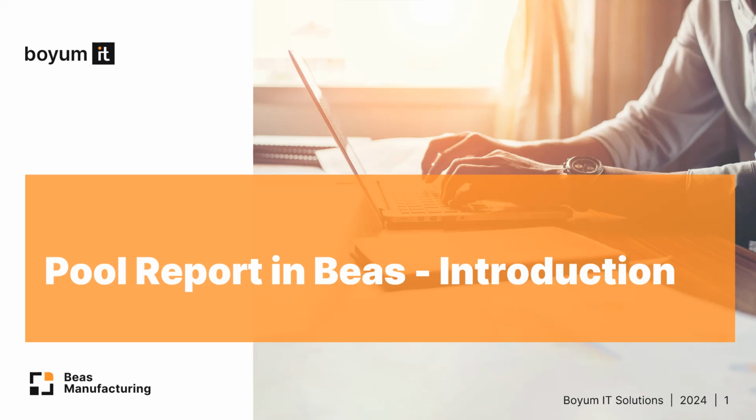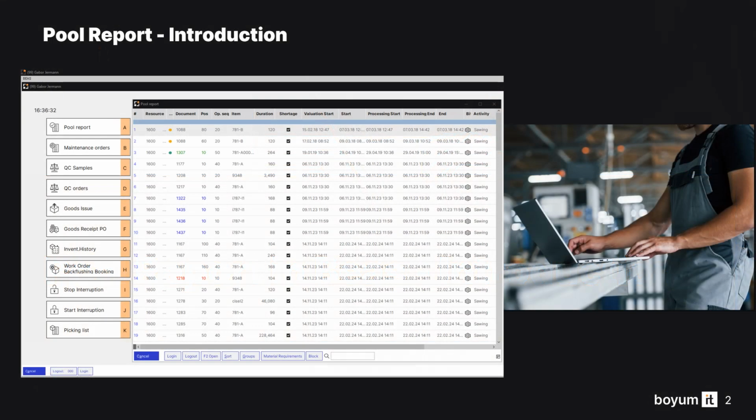Hello and welcome. In this video, we're going to look into the pull report functionality in Beas manufacturing, its purpose and operation. The pull list is made for shop floor workers to see which jobs they have in their pool of tasks for the next 1 or 2 days. In the list, they can easily manage their work for this upcoming short period.